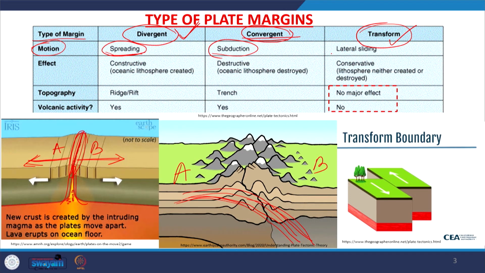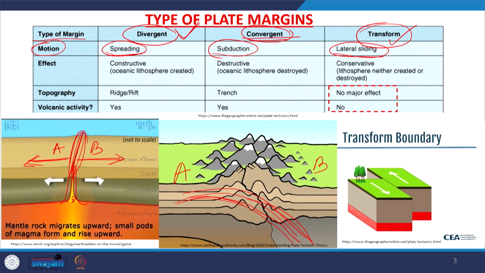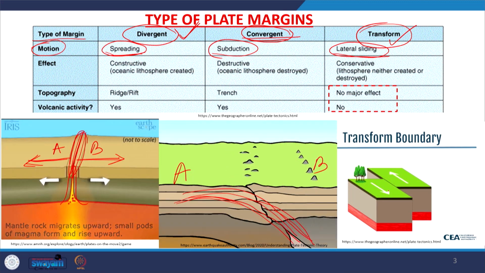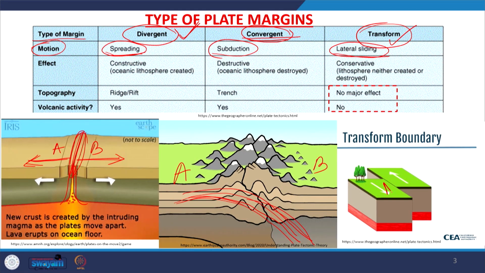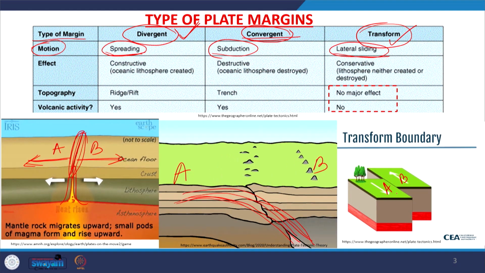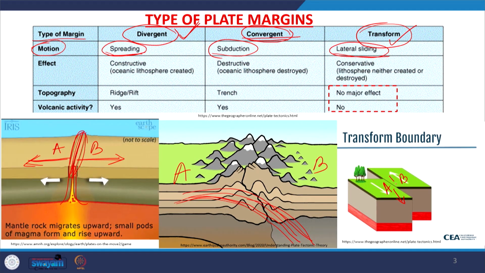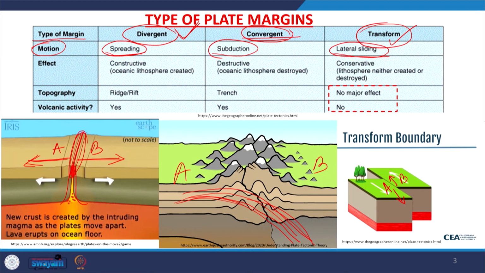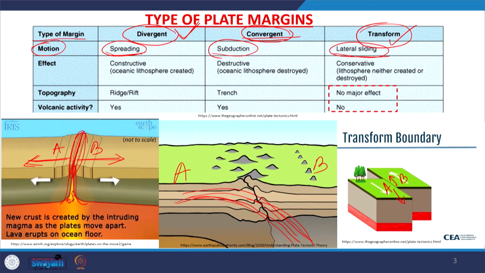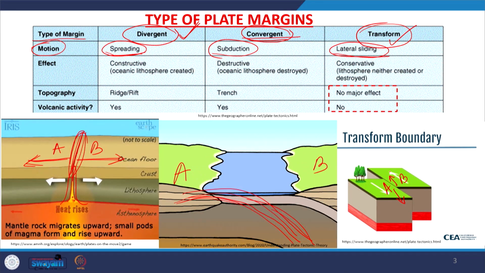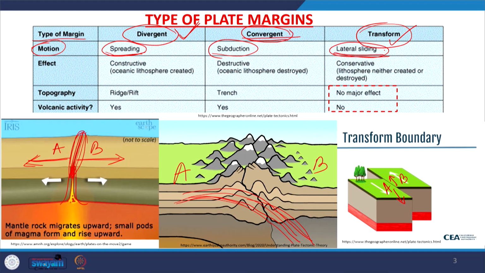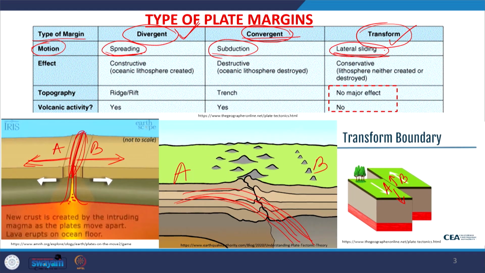And the third is the lateral sliding. Here these two plates, suppose again plate A and B, are sliding laterally with each other. One is moving in this way, another is moving in this way. So, they are laterally sliding with respect to each other, that is called the lateral sliding motion or transform motion.